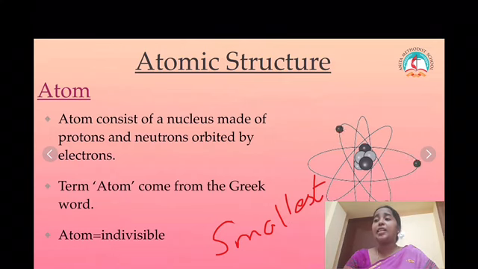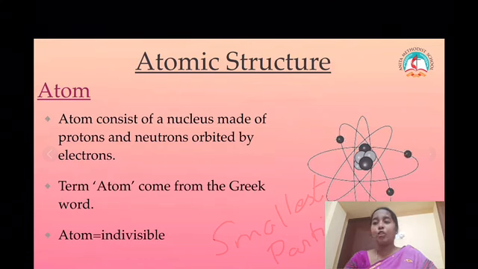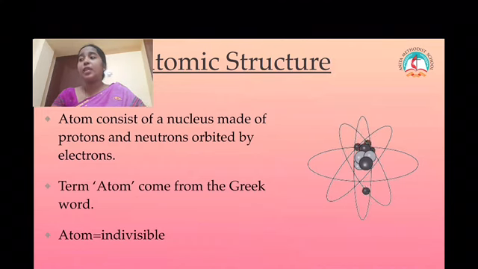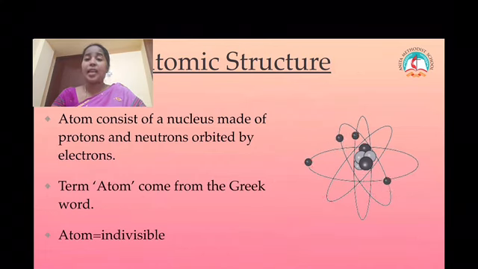That is an atom. So an atom consists of a nucleus made of protons and neutrons, orbited by electrons. If you see this picture, can you see there are two kinds of balls? One is dark black and one is ash colored, those are protons and neutrons, and the electrons revolve around the protons and neutrons. That we call an atom.